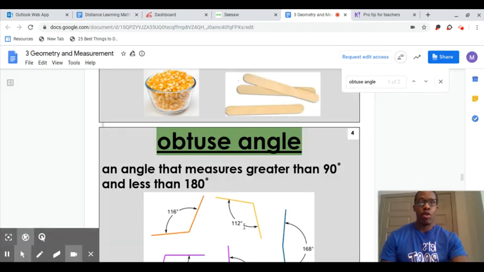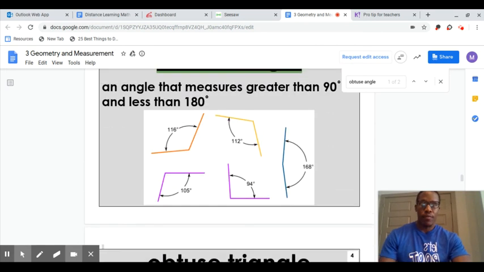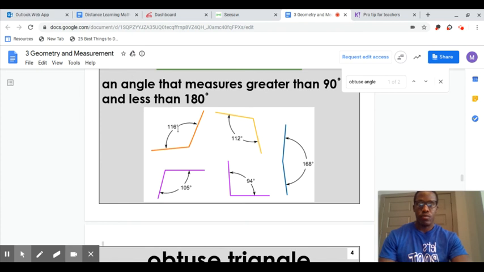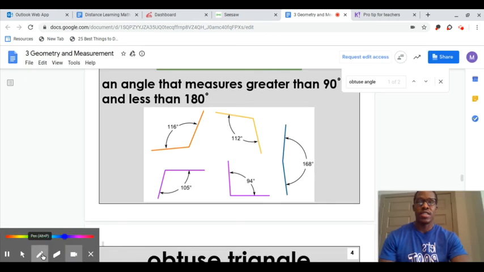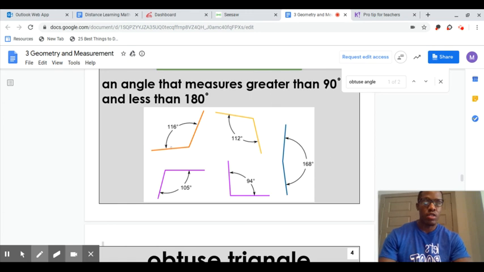And we'll figure out what that means at the end of this video. So take a quick look at this first angle. 116 degrees, greater than 90 degrees. Once again, that means the amount of turn or the amount of space in between those two line segments is greater than 90 degrees. So starting at this bottom line segment, the amount of turn or space until it gets to the next line segment is 116 degrees.